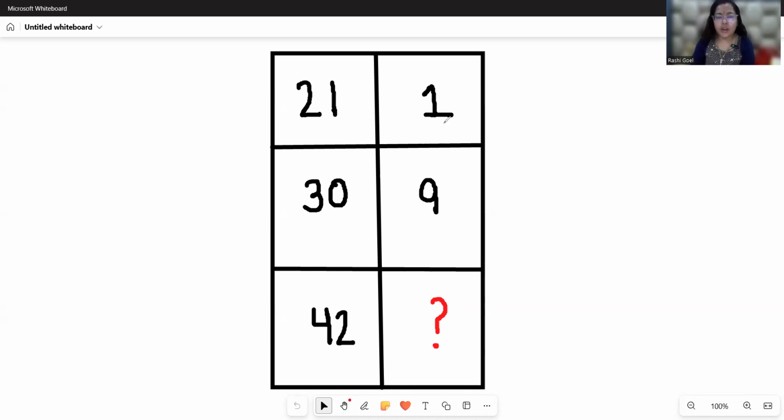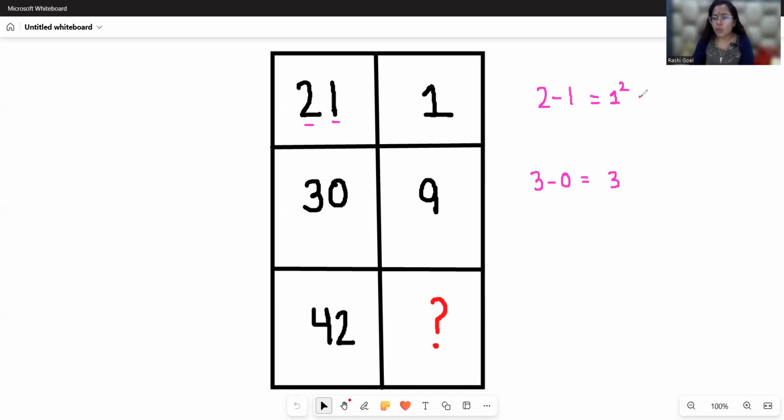So 21 gives you 1. How? Is there any logic? So 2 and 1 gives you 1. How? If we add it, we can't find it. So if we subtract the digits, 2 minus 1 is 1. Now 3 minus 0 is 3, but they give you 9. So what can we do?